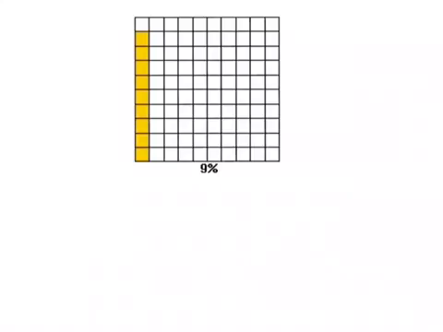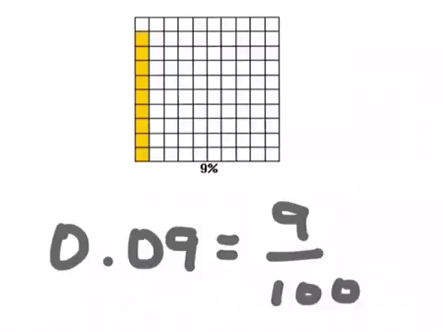In my next example, I have 9%. Notice that 9 out of 100 of the little squares are colored in. This is the same thing as 9 hundredths, if I want to write a decimal number, or 9 out of 100, or 9 hundredths as well, in fraction form.